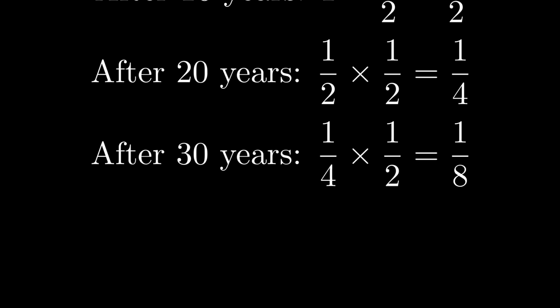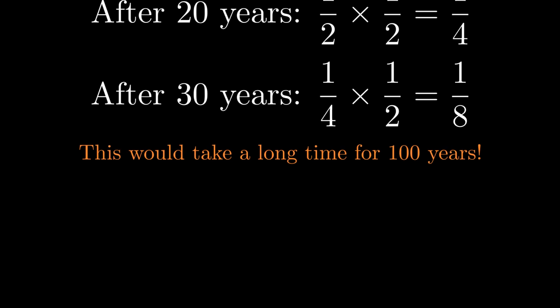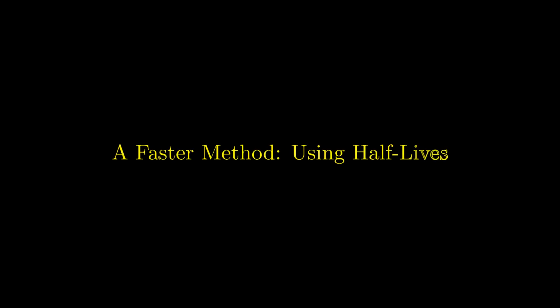We can already see a pattern emerging. But continuing this for 10 steps to get to 100 years would be very tedious. There must be a more efficient way to use this pattern. Let's use what we've learned to build a more powerful method. First, let's find out how many times the element will actually halve.